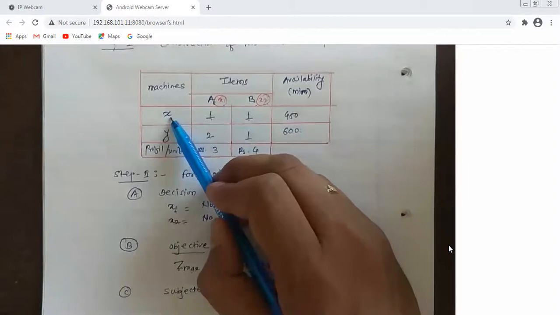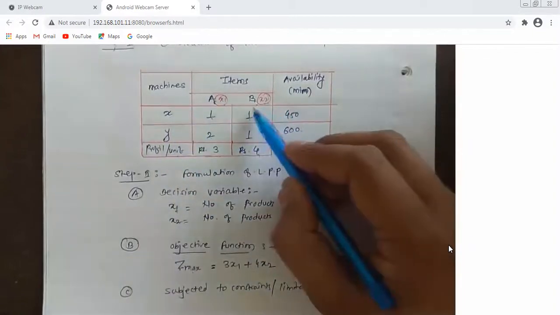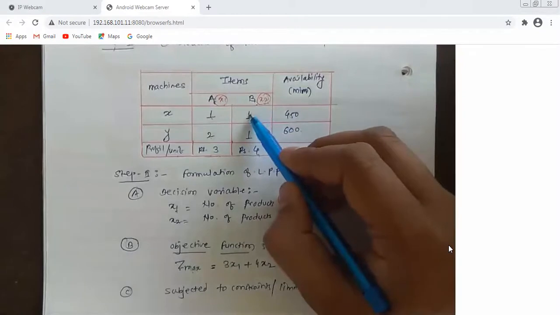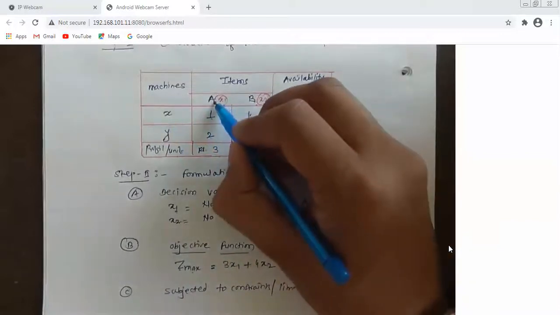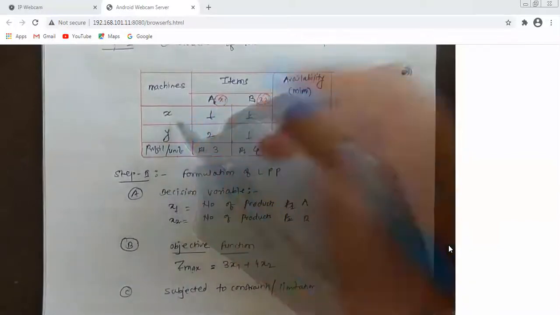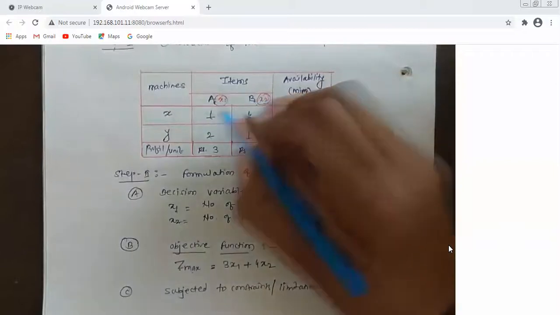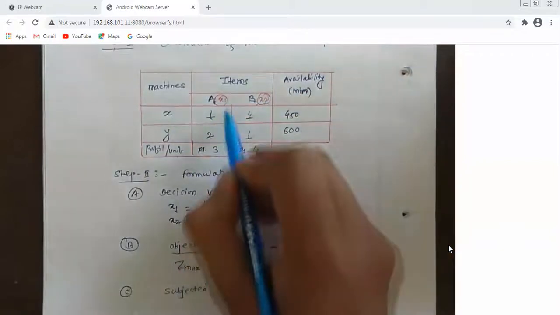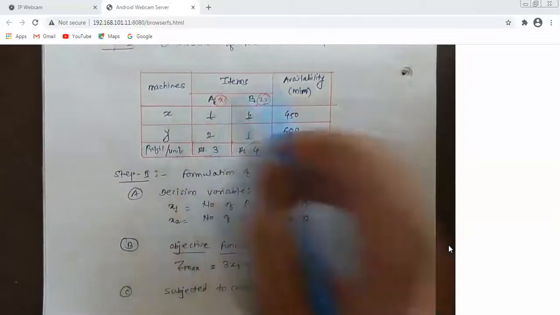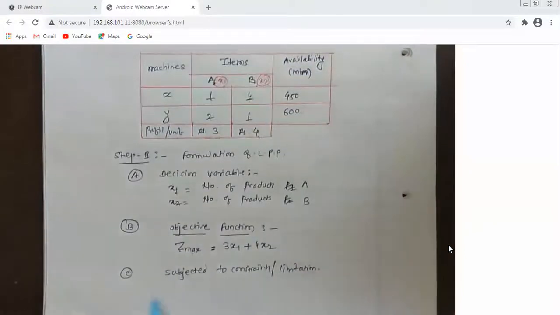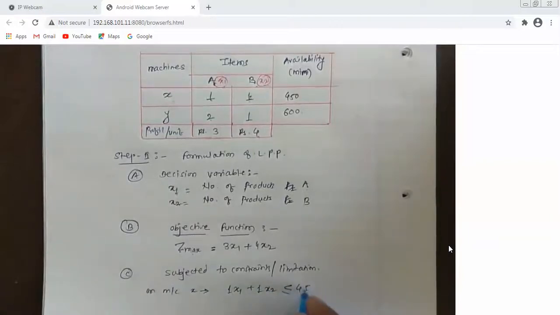See, for producing item A, we required 1 minute on machine X. Similarly, for producing item B, we required 1 minute on machine X. So here again, we don't know how much quantity of items we are going to produce. So what will be the subjected to constraint? First constraint, that is on machine X. On machine X, the constraint will become 1 into x1 plus 1 into x2 less than or equal to 450.